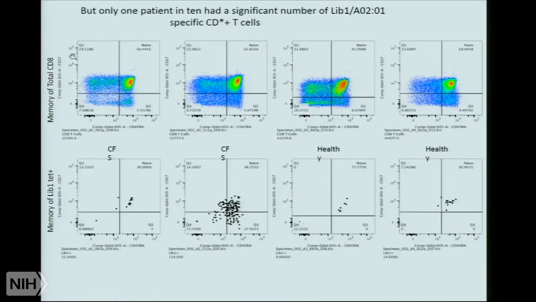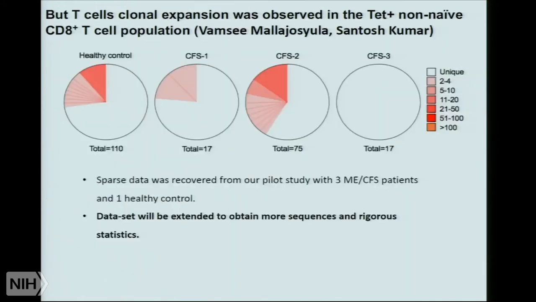Again, the long story short is that in 10 patients from Jose's cohort, we only found one that had significant T cell staining with this reagent. That was very disappointing. It might be important for this one person, but it's so rare it would be hard to imagine this is the real deal. But there's still hope, because we do see in the tetramer positive cells from three of the patients, including the one I just showed you, we have seen some sequences that are similar, and so there's something to pursue there.